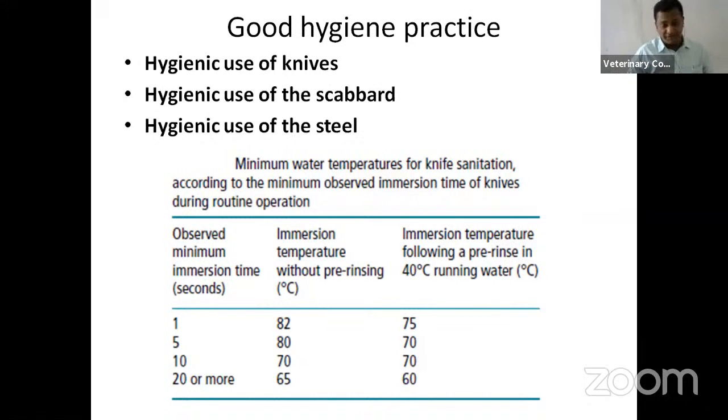In one study they found that there is a time temperature combination that can be used. If the immersion time of the knife in a knife sterilizer is, for example, just a second, keep it for a moment and remove. For that one second, a temperature of 75 is good, following a pre-rinse in 40 degrees running water, then it is 75 degrees centigrade. The first one is 82 degrees centigrade, directly putting the knife into the knife sterilizer without pre-rinsing it in tap water. That is the difference between column 2 and column 3.